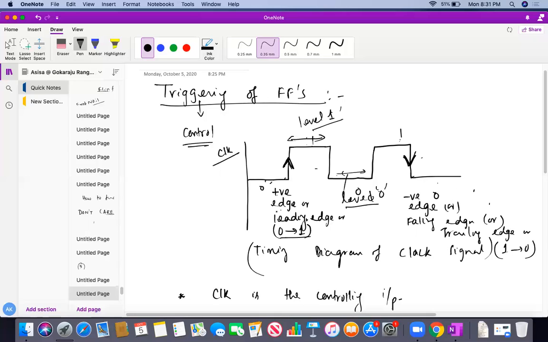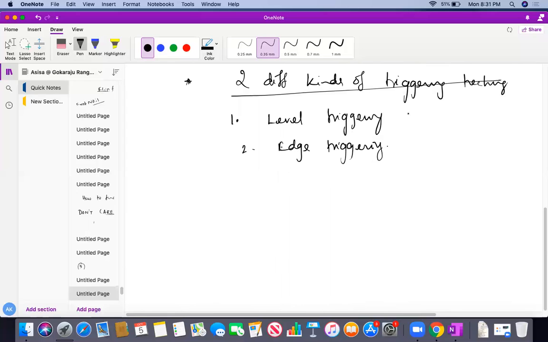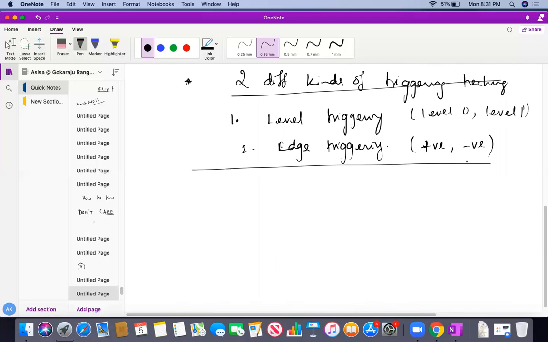What state is the flip-flop going to change to? Either we can take the flip-flop to the previous state, the set state, the reset state, the invalid state, or the toggling state, whatever the different states of the flip-flop may be, we can take it there. Do you all understand this? So there is level triggering and edge triggering. Level triggering means there is level 0, level 1. Edge triggering means there is positive edge, negative edge. So what do you mean by that? How does this triggering happen now?